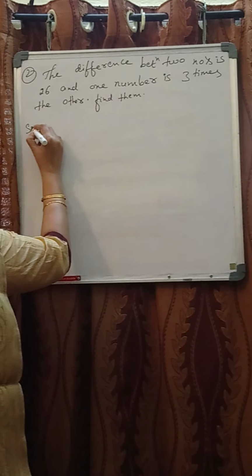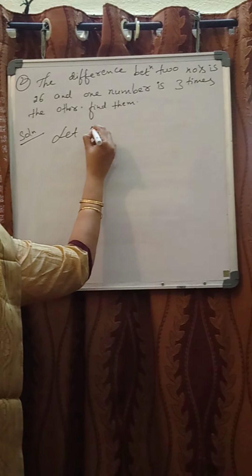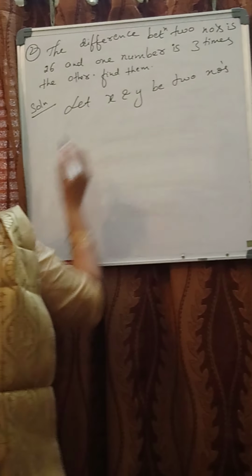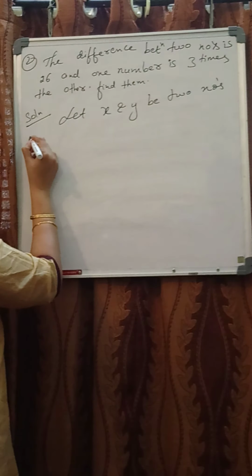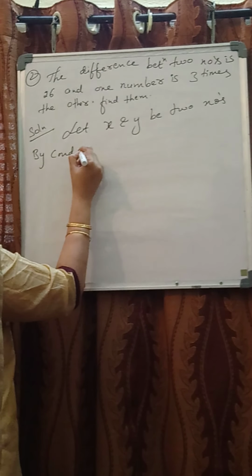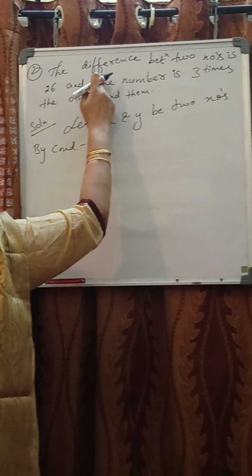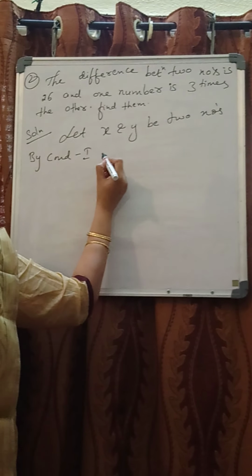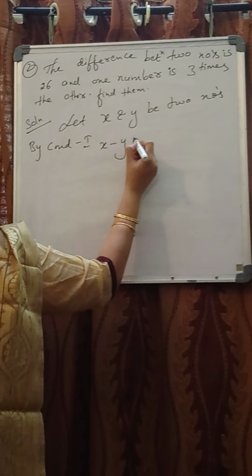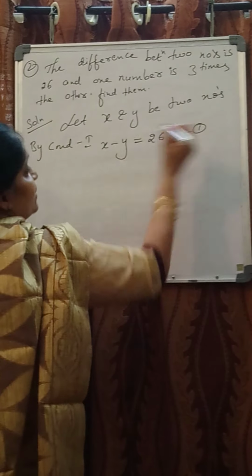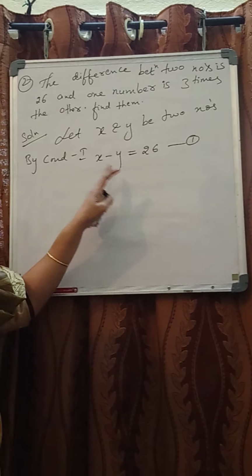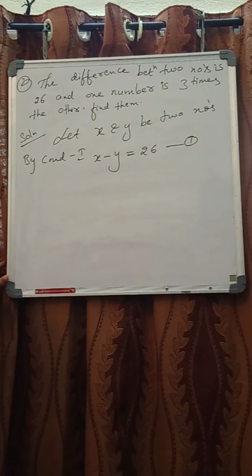Here let us consider x and y to be two numbers. Let x and y be two numbers. So here x is greater than y, children. Clear? So first condition is what? By condition 1, what is the first condition? The difference between two numbers is 26. These two numbers' difference is 26. X minus y is 26. This is equation 1, children. So here x minus y is 26 means x is greater than y. X is the bigger number, y is the smaller number there.